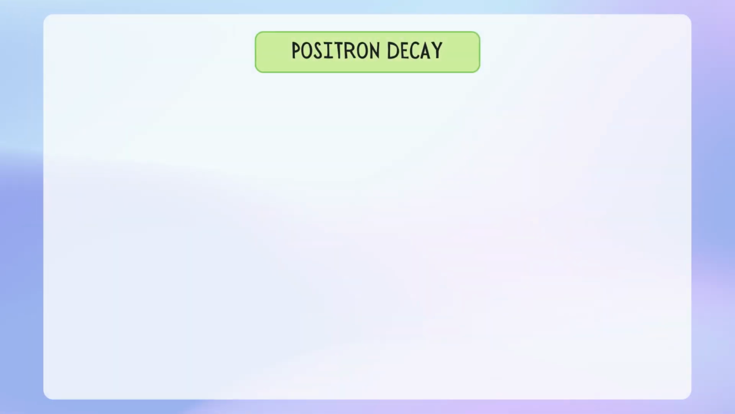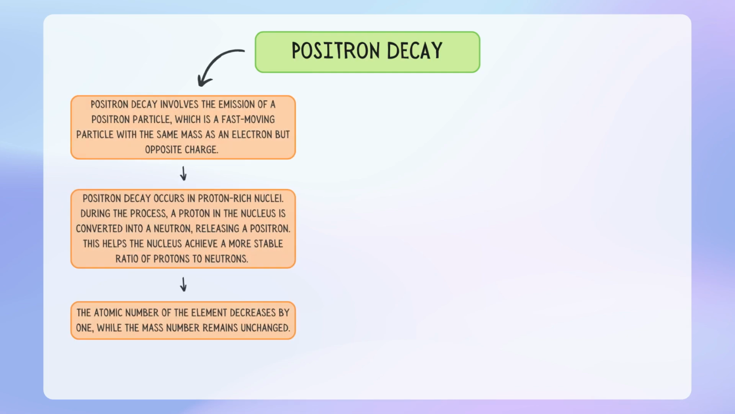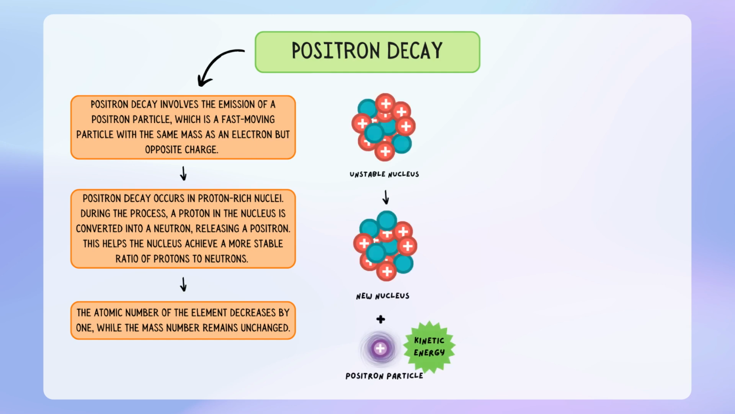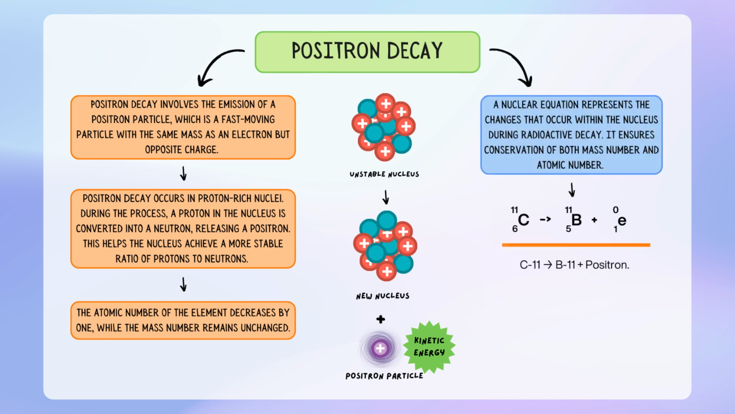In today's lesson, we explored the properties and formation process of positron radiation, a type of beta decay. We learned that positrons are positively charged particles with the same mass as electrons, but opposite charge. We understood that positron radiation occurs in proton-rich nuclei, and how during the process, a proton in the nucleus is converted into a neutron, releasing a positron. We recognized how this helps the nucleus achieve a more stable ratio of protons to neutrons. Finally, we examined the nuclear equations representing positron emission.